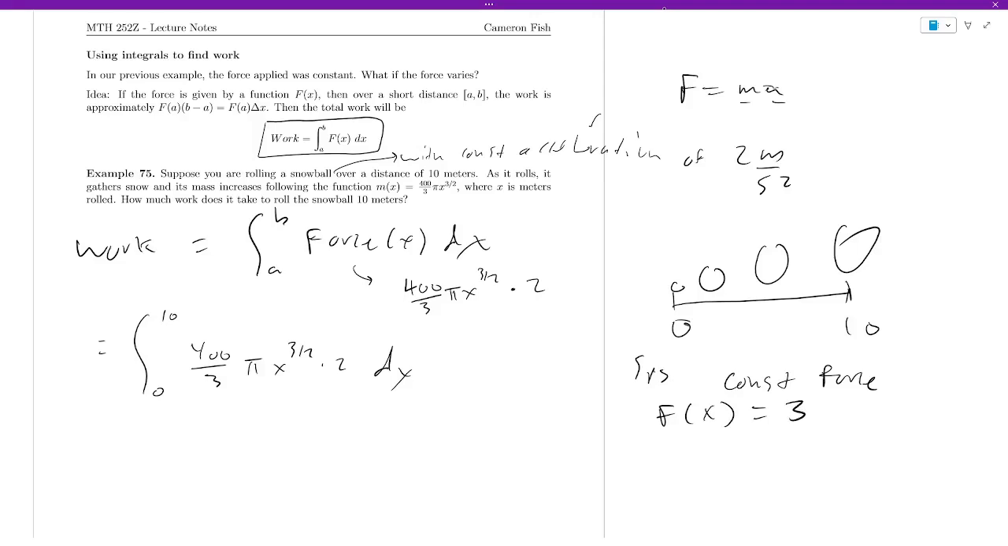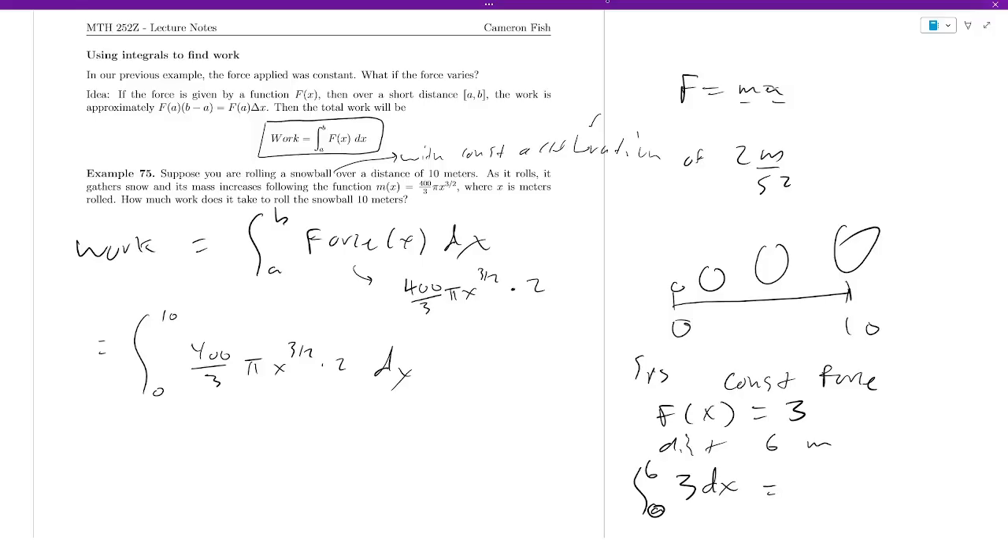Suppose the force is always 3. That's kind of like above, where we're lifting up the 3-pound rock. The force is always 3. And let's say the distance is 6 meters or something. I could still do my work, right? I could go from 0 to 6. I could do my force function, which is 3. That's the integral that I'm supposed to write down.